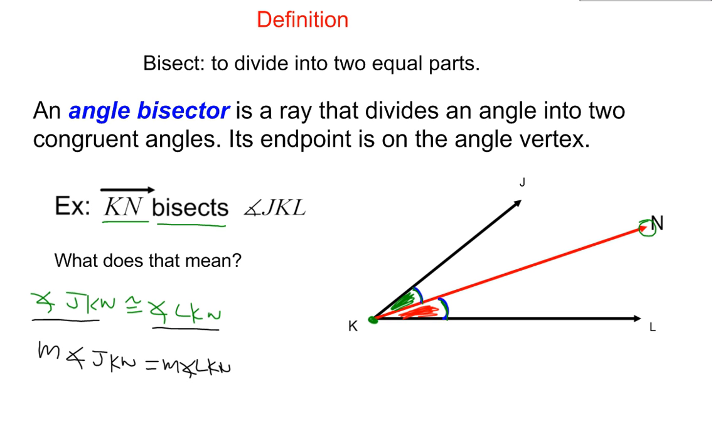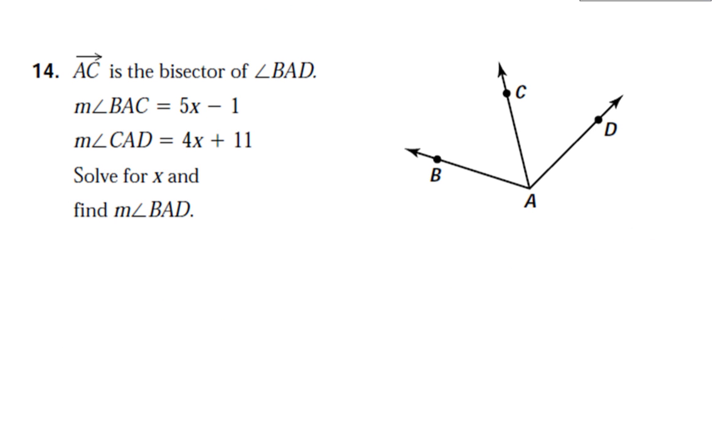Okay, so how do we apply this to a problem? Let's take a look. So let's see what it says. Ray AC is the bisector of angle BAD. So ray AC, which is this guy here in blue, bisects angle BAD. So what does that mean? Well, that means that angle CAB and angle CAD are congruent. In other words, I know that angle CAB is congruent to angle CAD.